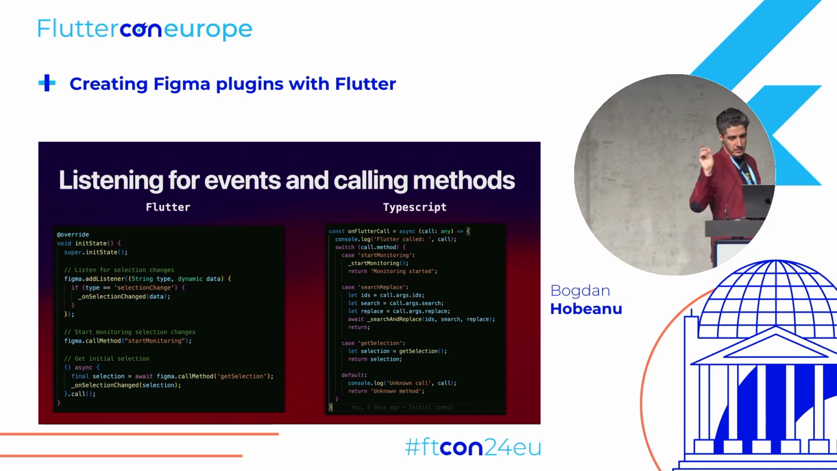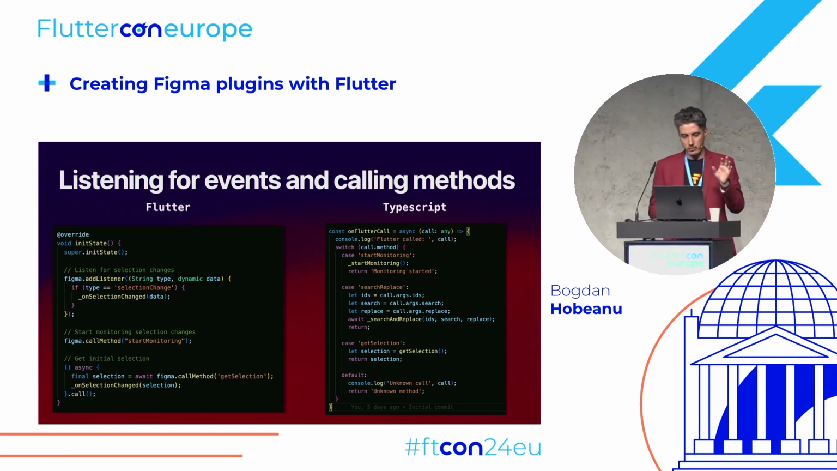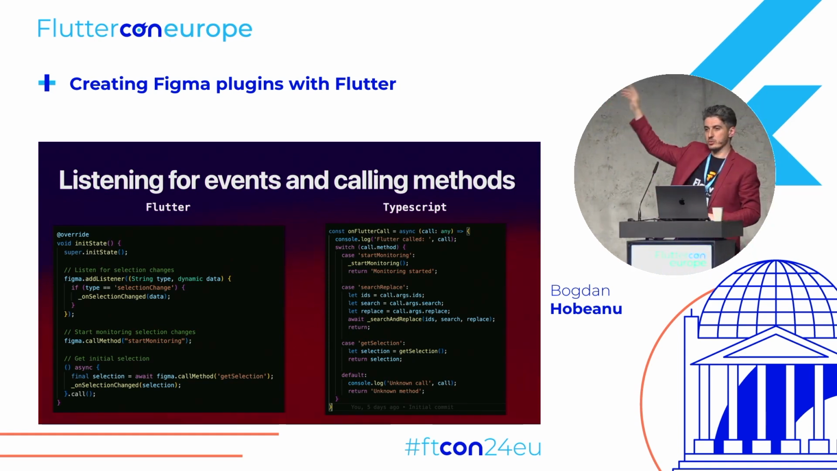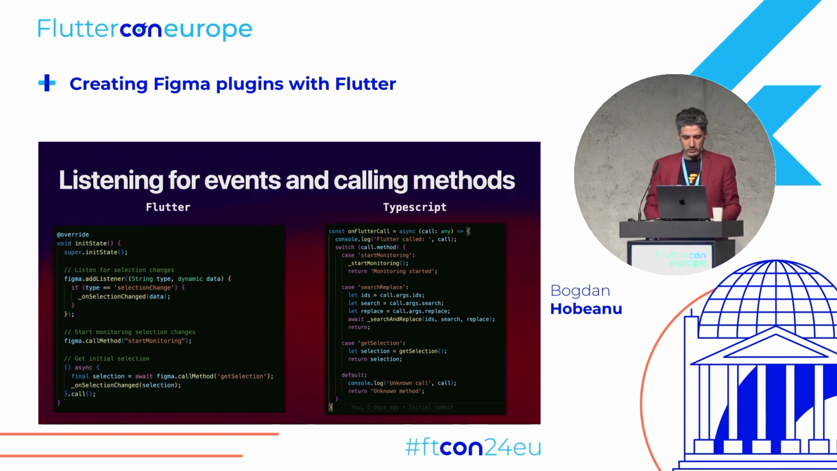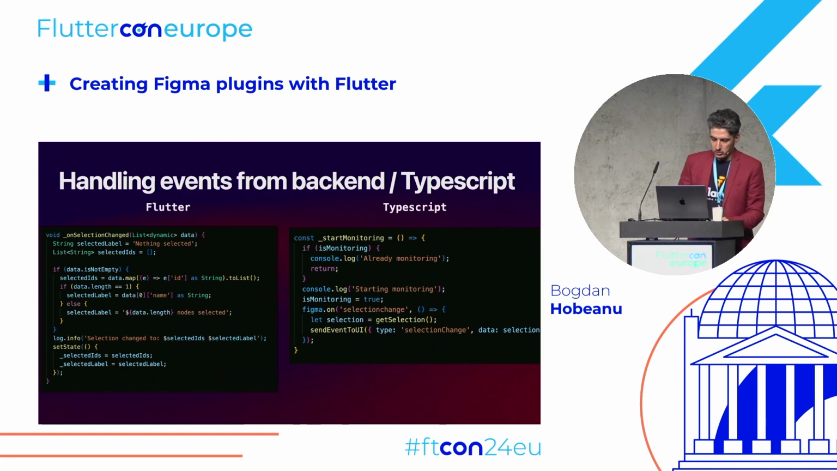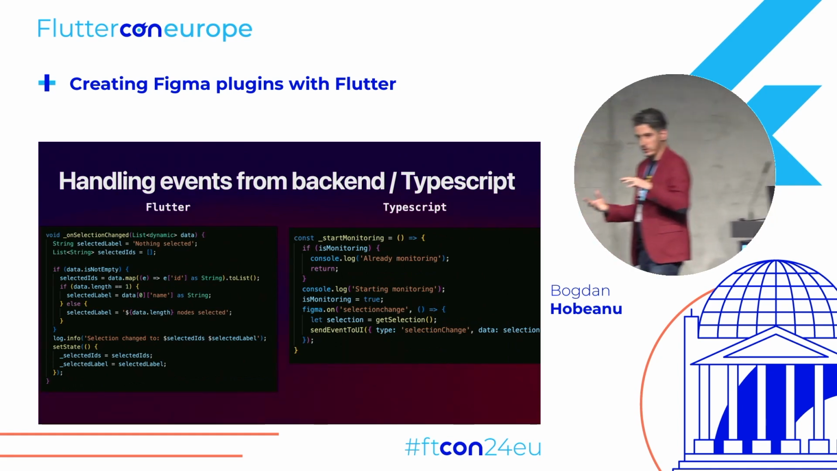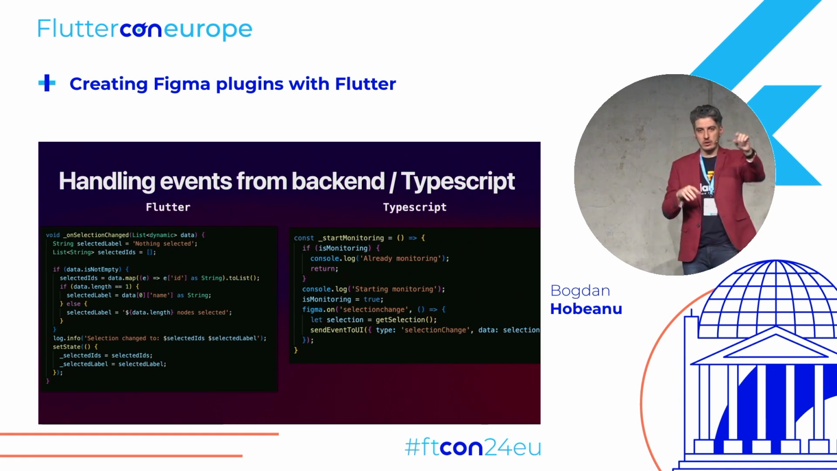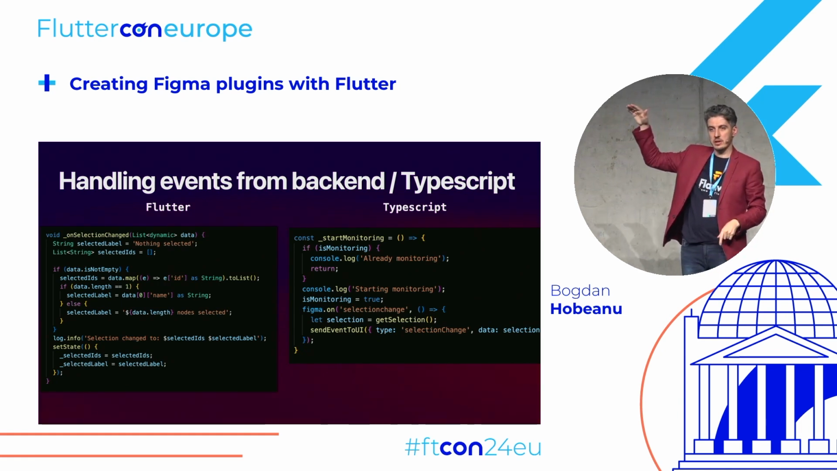I hope this side-by-side view gives you an idea of how the Flutter code interacts with the TypeScript code. We have those two functions, addListener and callMethod, and they are the two most important functions that you will use when creating a Figma plugin with Flutter. Figma will let us know when the selected element was changed so that we can display that three items are selected.